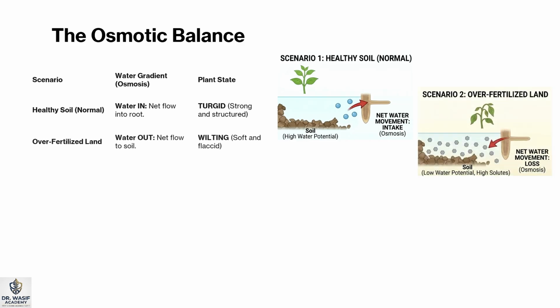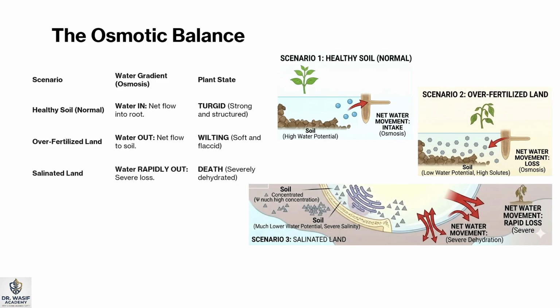Number two, the second scenario is the high fertilizer scenario, as we just discussed in the previous slide. As we have learned, adding too much chemical salt can drop the soil water potential until it is lower than the root. Now the gradient is reversed. Water moves out of the plant and you will see the plant begin wilting and drooping because it has lost its internal skeleton of water pressure.